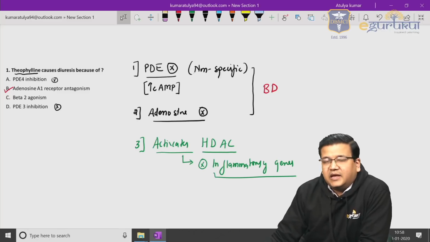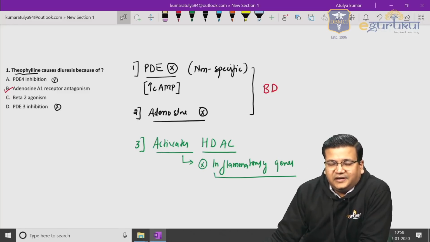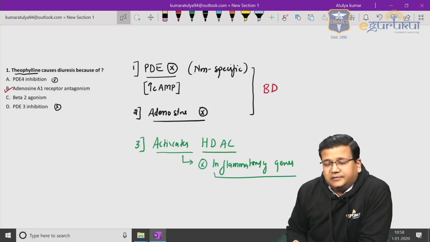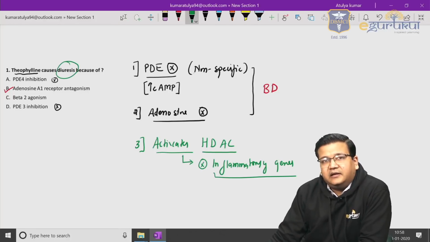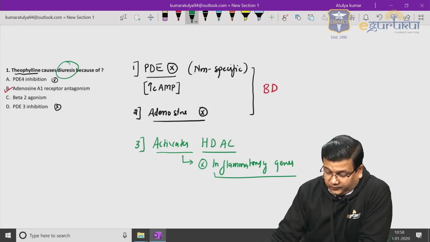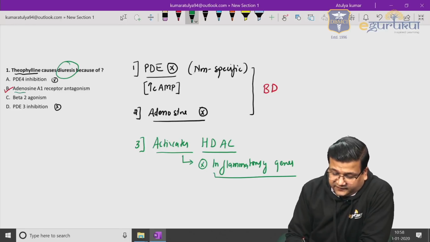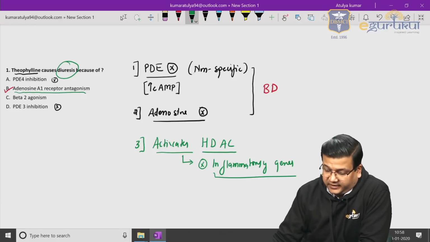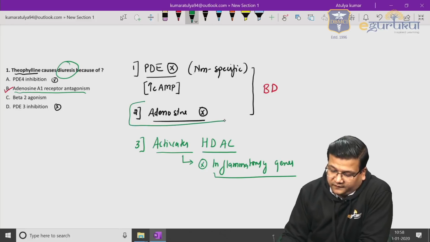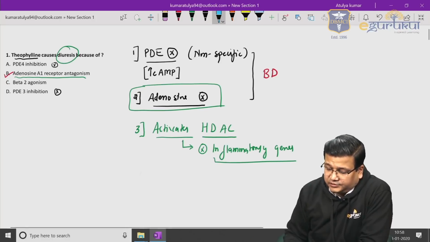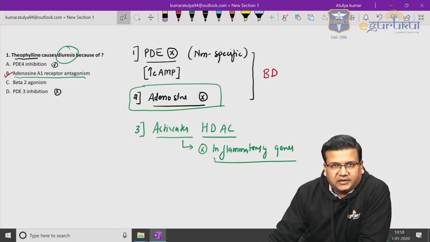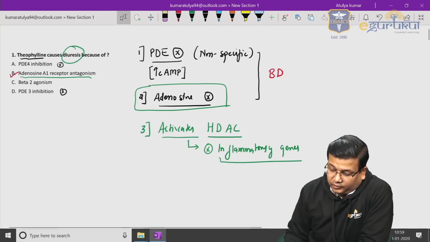So these are the mechanisms of theophylline in asthma, but the question is asking if it is able to cause diuresis, and if yes, then how? As I have indicated, the mechanism will be adenosine receptor antagonism. So we have to further focus on mechanism number 2, adenosine antagonism. Adenosine is an important neurotransmitter in our body, and it is involved in several functions. Now, what are those functions?